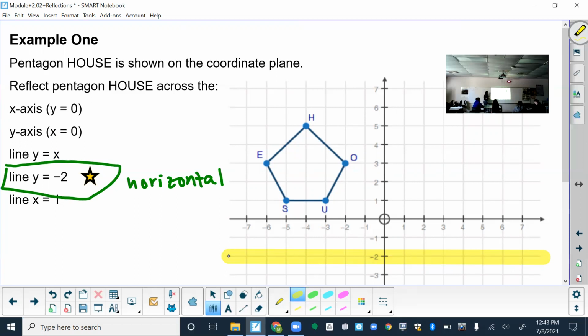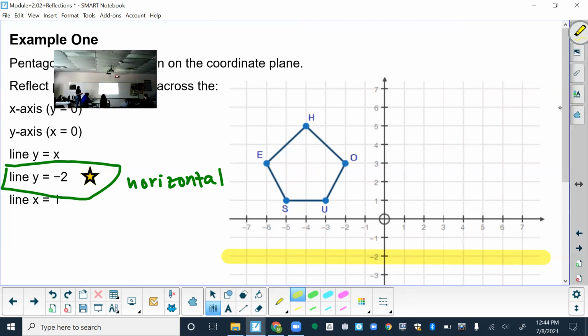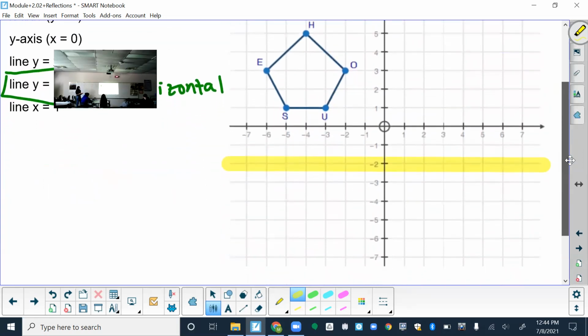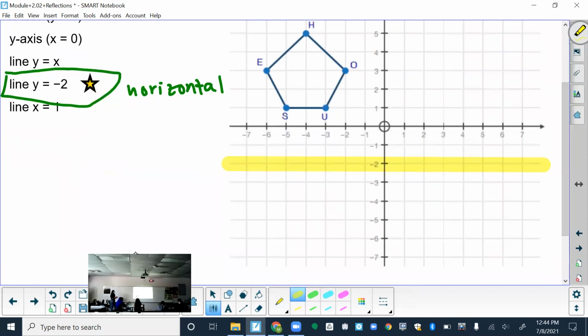So anytime it's y equals, it's going to give you a horizontal line because that's what will give me where all the y values are negative 2. So if I need to reflect this pentagon over this line, there's no set rule for that, is there? Is there a set rule for that in your notes? Right? It should say that there's not a set rule, that you have to count for every single point.